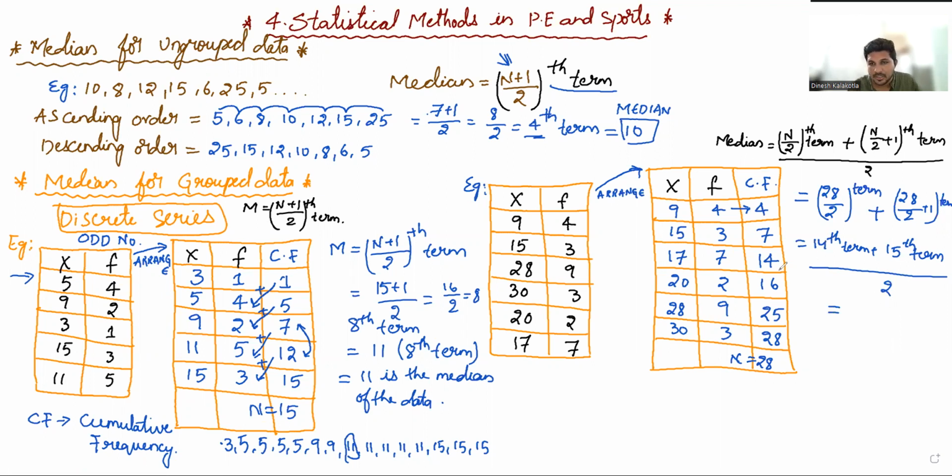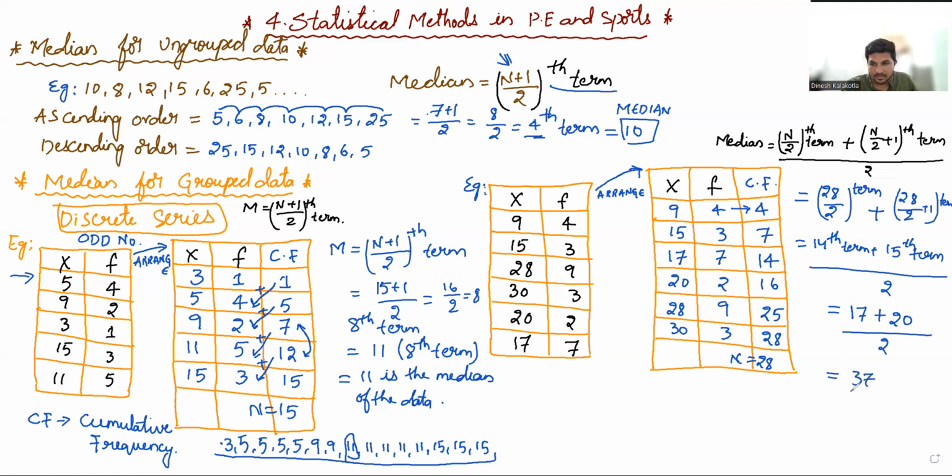So the task here is to find the 14th term and also the 15th term. What score is positioned at the 15th? You can write it this way also, as I have given up here. But if you look directly here, you can already see the 14th term. What is the 14th term here? The score is 17. And what is the 15th term? The 15th is the score 20, divided by 2.